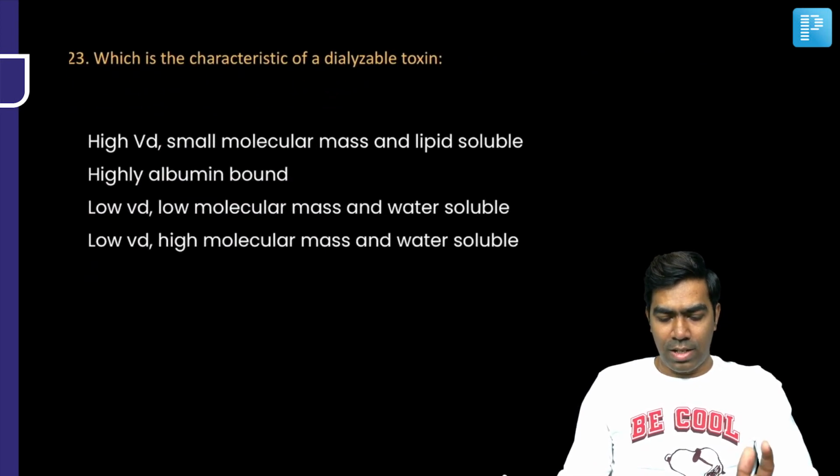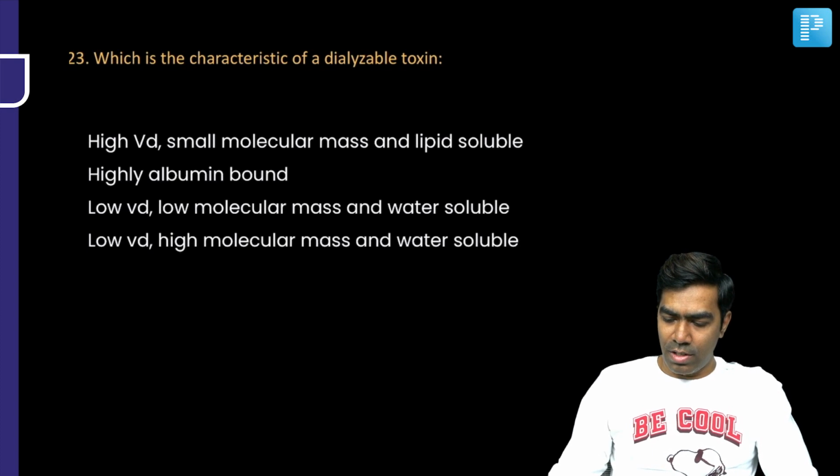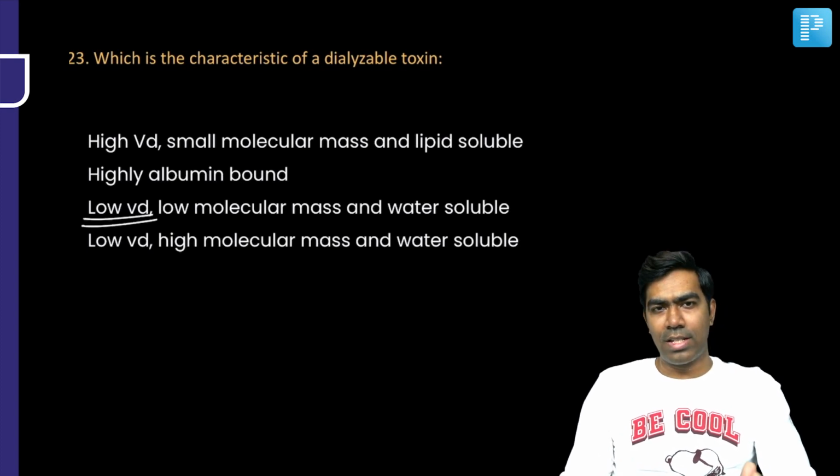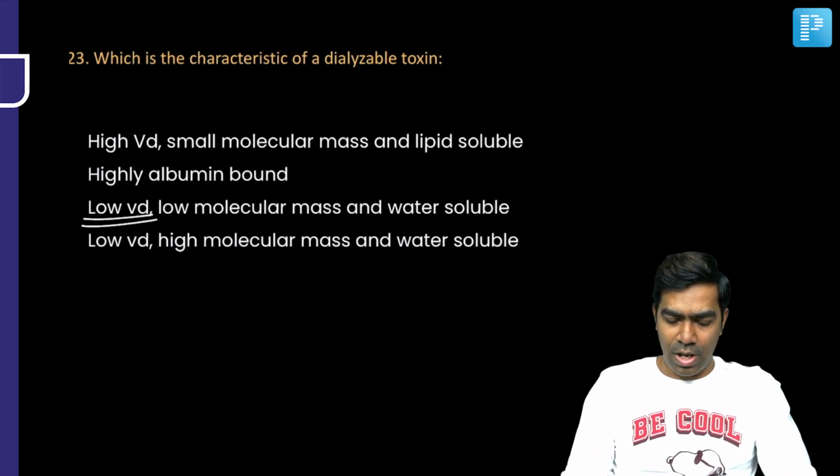What is the characteristic feature of a dialysable toxin? A dialysable toxin should have a low volume of distribution so that it stays within the plasma compartment and doesn't move elsewhere, outside, which is going to render the molecule non-dialysable. It has to have a low molecular weight.